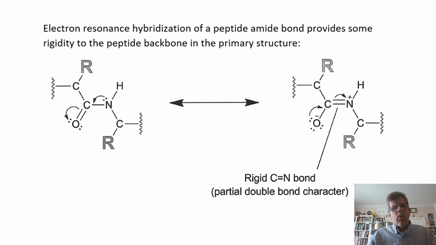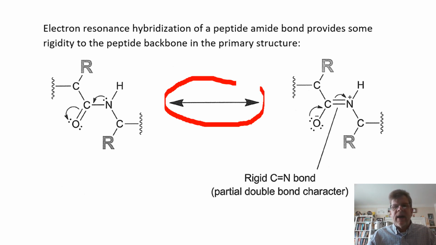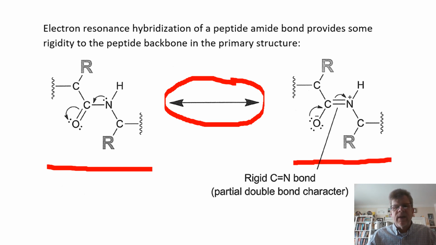And so what we have in this case is this double-headed arrow. This double-headed arrow showed that the structure of the peptide backbone didn't look like this, and it didn't look like this. It was somewhere in the middle. And let's look at the structure now over on the right-hand side. This is one of its resonance contributors, if you will, as it goes back and forth.